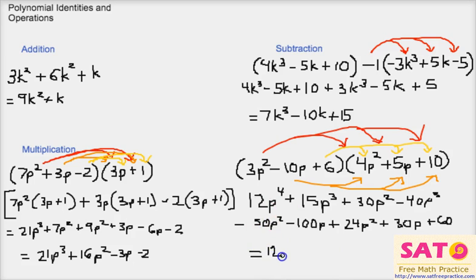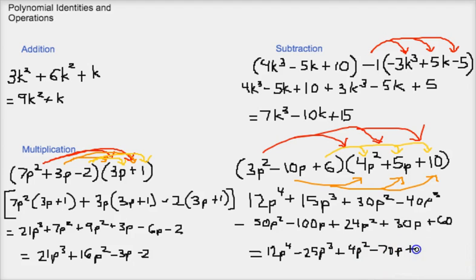So we have 12p to the fourth minus 40 plus 15, which is 25, p to the third, plus 54 minus 50 is 4p squared, 100 minus 30 is negative 70p, and finally plus 60.